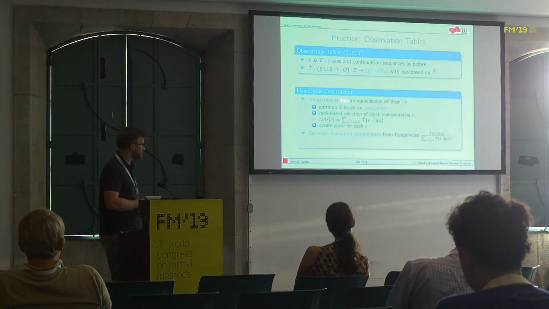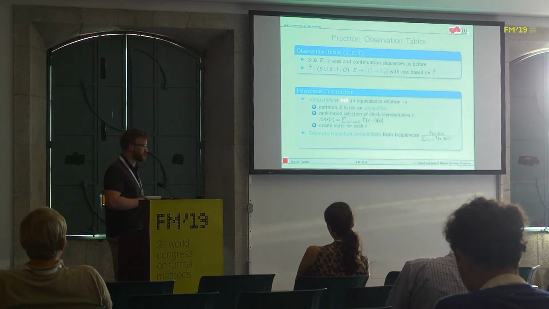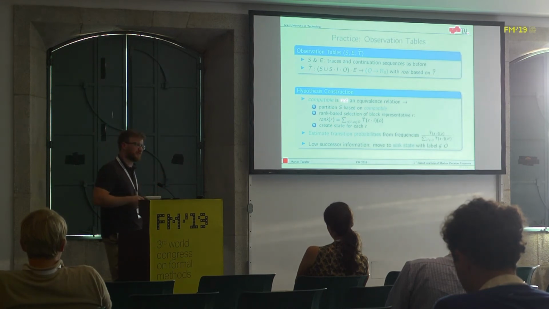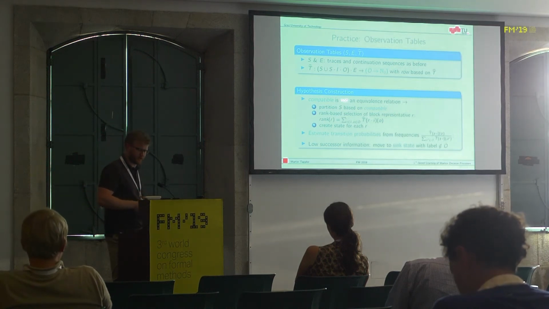Finally, we create a state for each representative, so for each block. And we estimate transition probabilities from observed frequencies that are stored in the observation table. And in case of low information for some successor state, we move to a special sink state that has an output label that is not in our original output set.